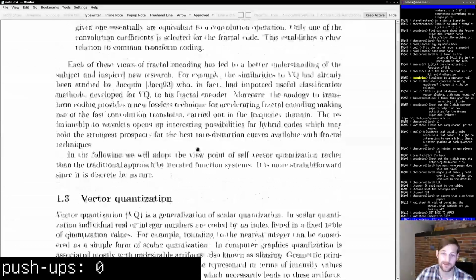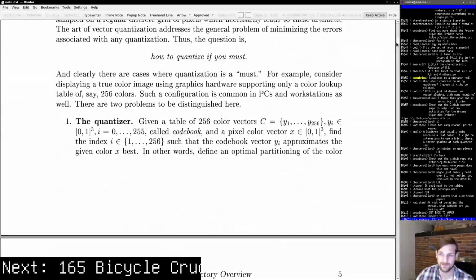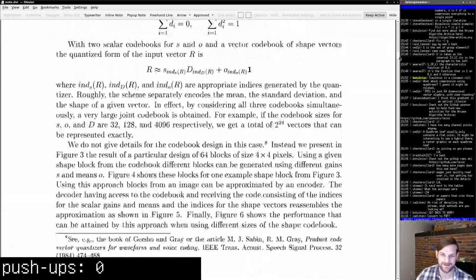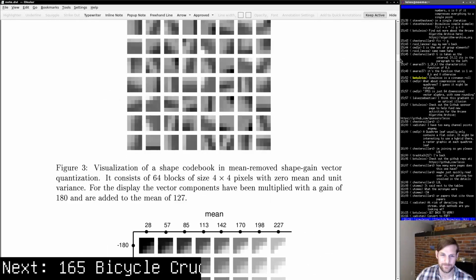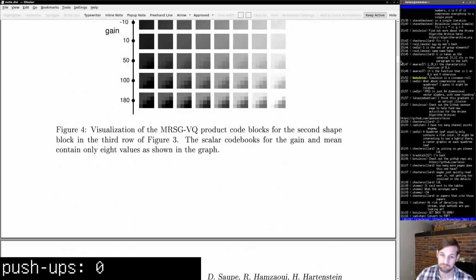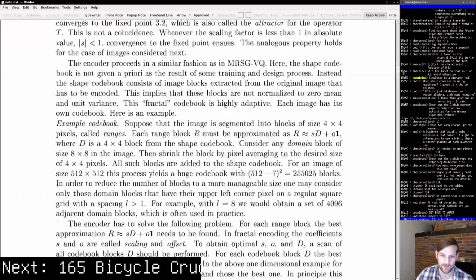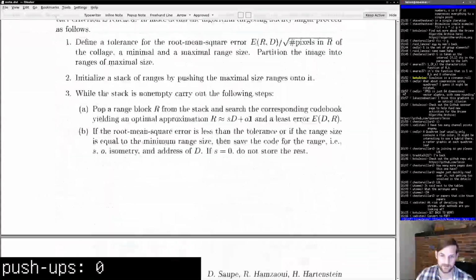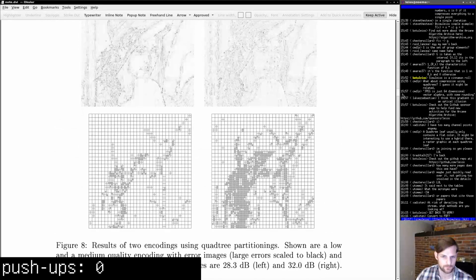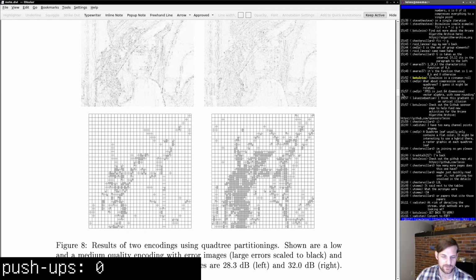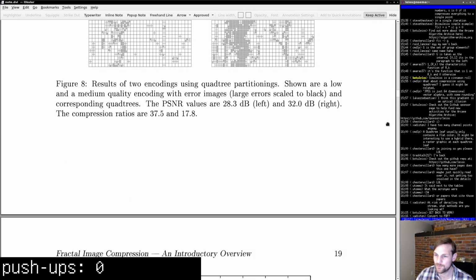This looks way nicer than whatever we were just reading. Oh, never mind. It's getting a bit mathy. Visual shape codebook. But, you know, it's using words that I know. Codebook. I know that word. Yeah, this looks like one that, ooh, now that's a nice image. Figure 8, result of encoding using quad-tree partitioning. Who said quad-tree?